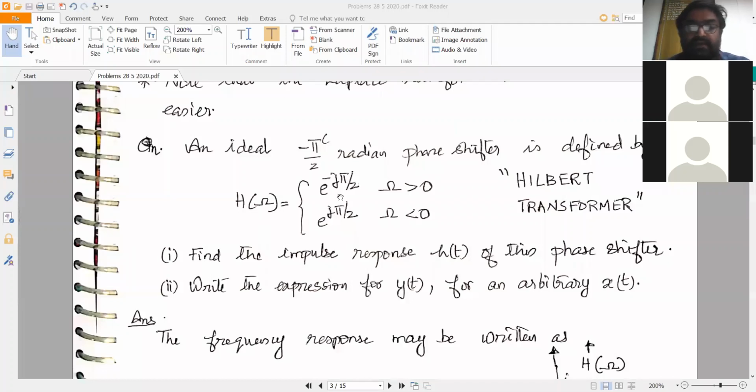So you have an ideal 90-degree phase delayer. We will call this an ideal minus pi by 2 radian phase shifter. So H of omega is equal to e raised to minus j pi by 2 for omega greater than 0, and e raised to plus j pi by 2 for omega less than 0.